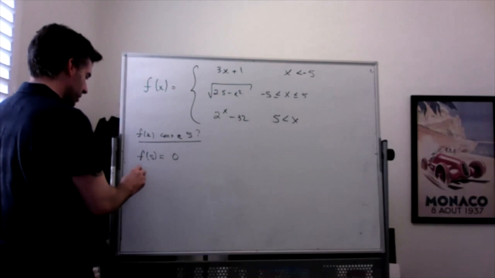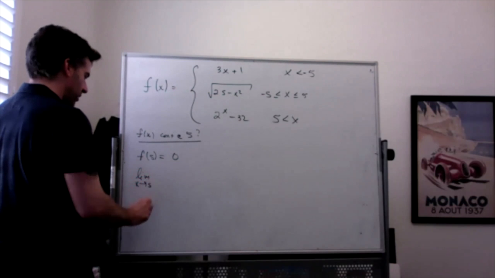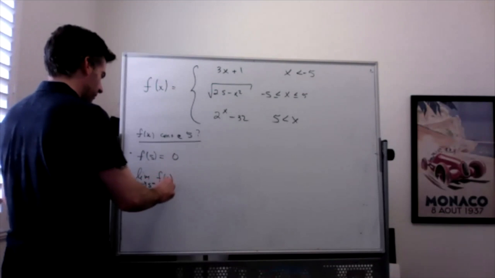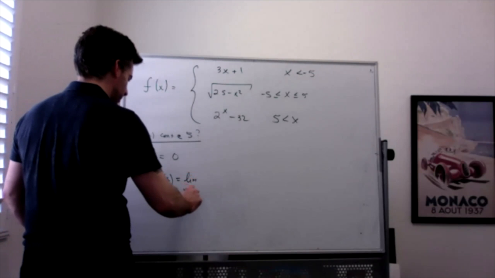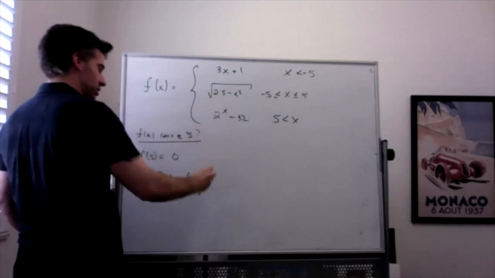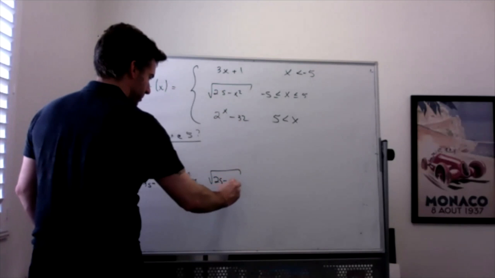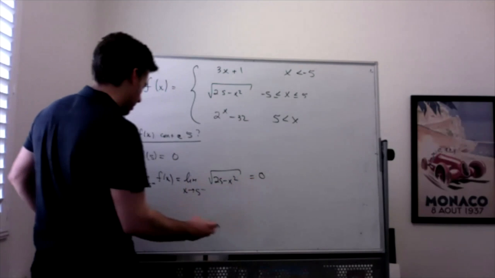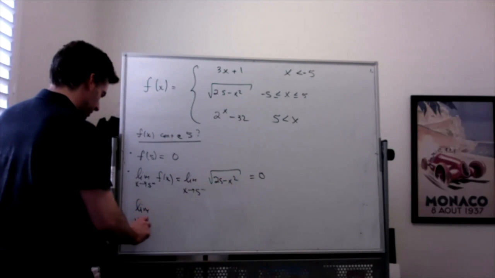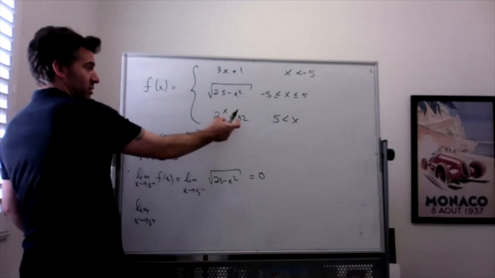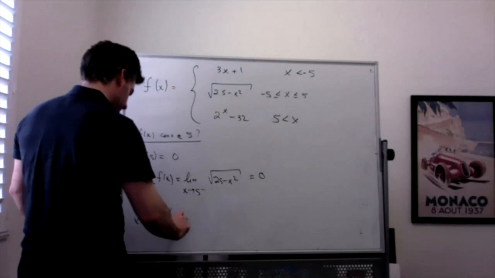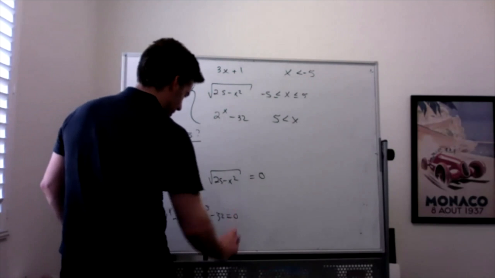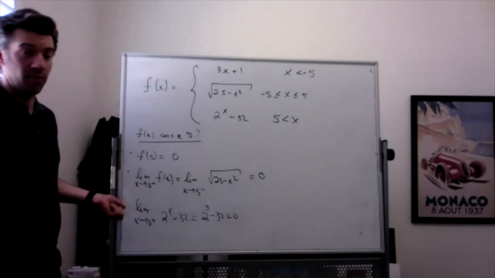And then the limit as x approaches 5 from the left of f of x would be the limit as x approaches 5 from the left of this function. I would just plug in 5, 25 minus 25 is 0, so 0. And then the limit as x approaches 5 from the right, I would use this piece. I would plug in 5, I'd get 2 to the 5th minus 32, which is 0. So the left-hand limit and the right-hand limit are matching up.